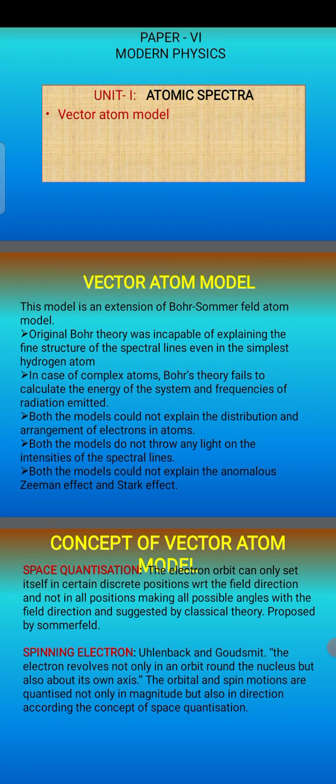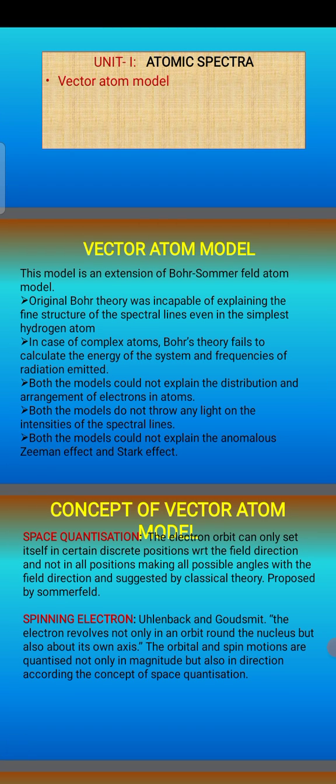First of all, why was the vector atom model developed? The drawbacks of Bohr and Sommerfeld theory. First one is the original Bohr theory was incapable of explaining the fine structure of the spectral lines even in the simplest hydrogen atoms. Both the models could not explain.